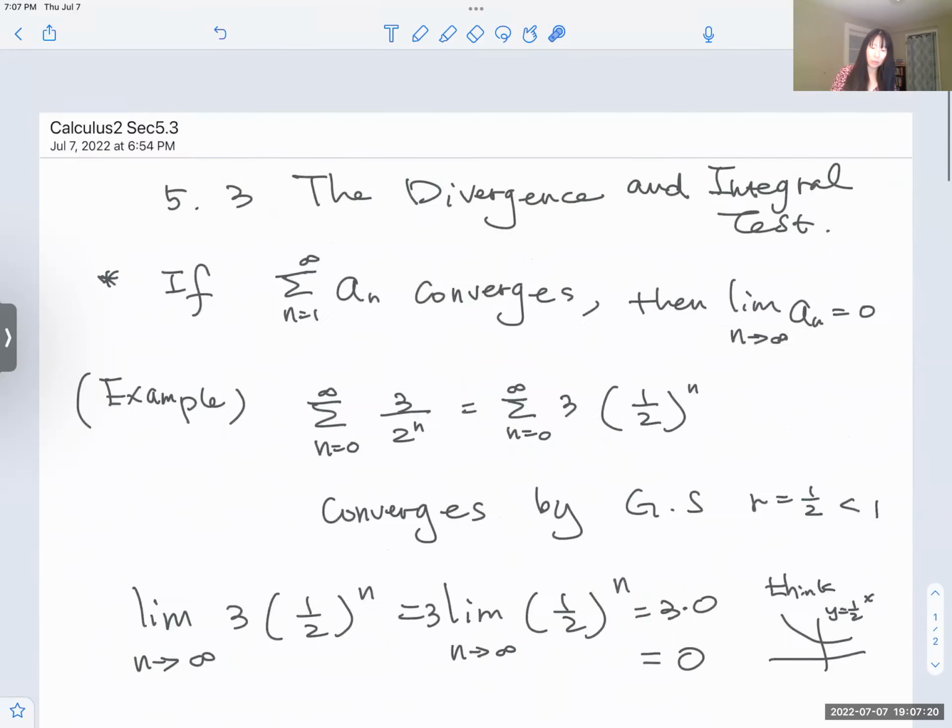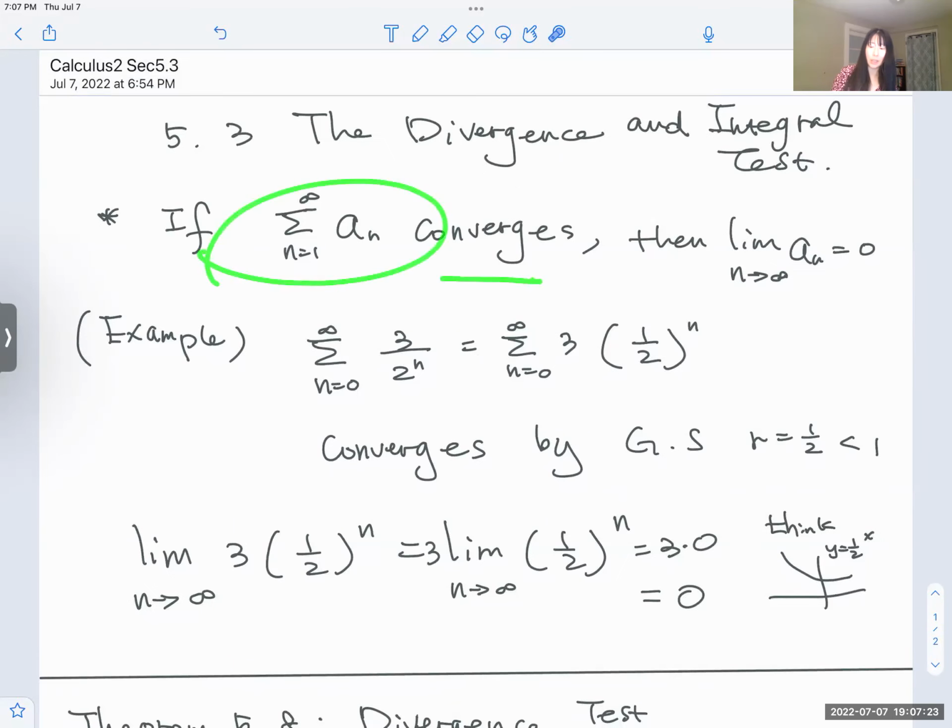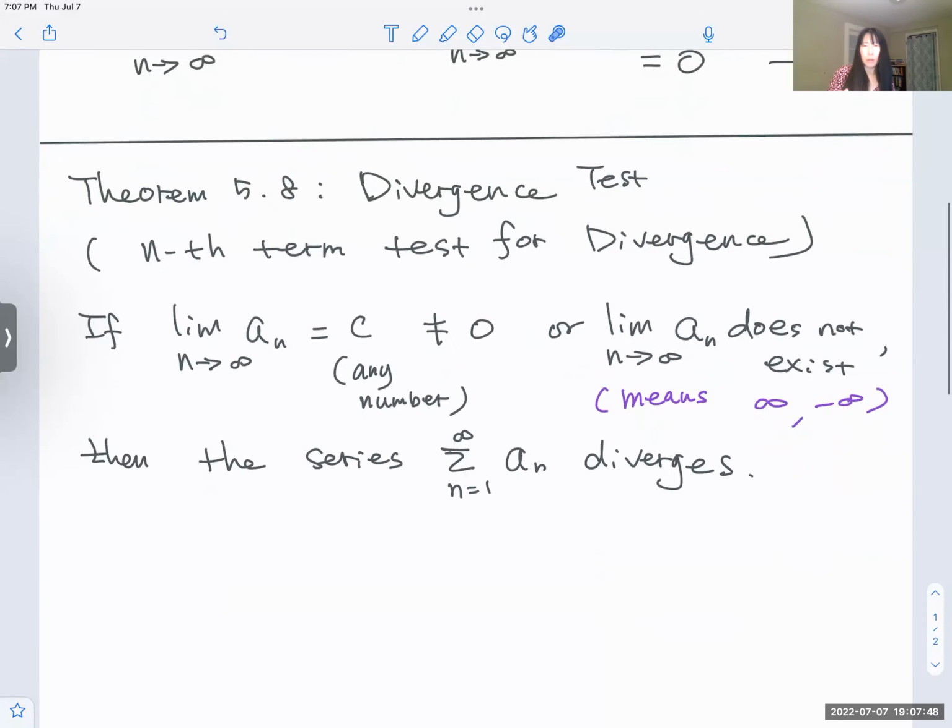Okay, we started with if the series converges, then the limit equals zero, right? But then people think, oh, we get the zero, then it converges. If we have a limit equal to zero, then the series converges. That is not true. Okay, make sense? So here, we have a limit. We get a number not equal to zero, we said the series diverges. What if we get zero, then, right? We cannot conclude that it's converging. It might be converging or diverging.